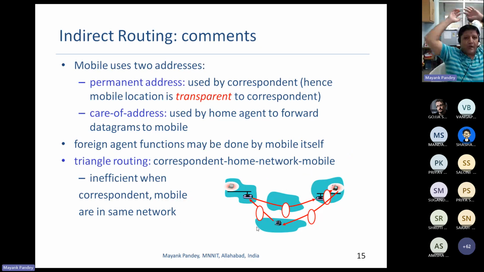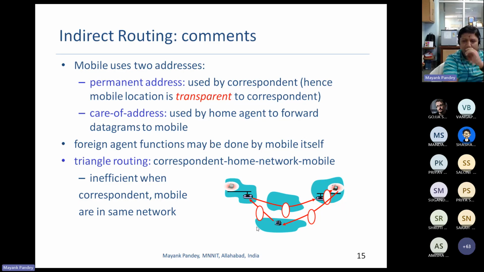As we have discussed, the mobile uses 2 addresses. The permanent address, which is its actual address, is known to the world. So the correspondent node will be using this address only. The care of address is the temporary address of the mobile node, used by the home agent to forward datagrams towards the mobile. Foreign agent functions may be done by the mobile itself. We'll discuss it later.